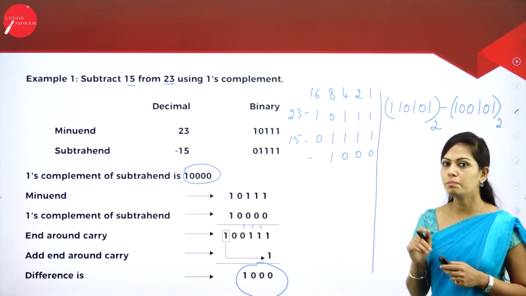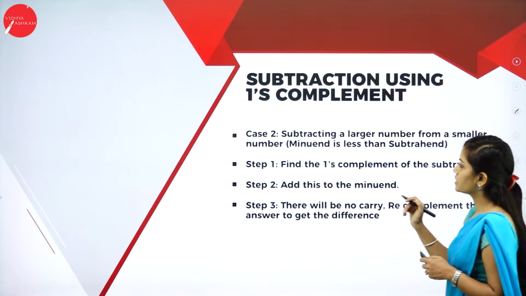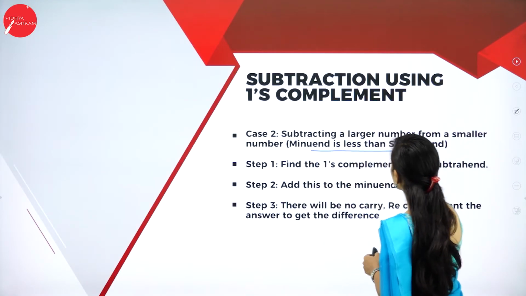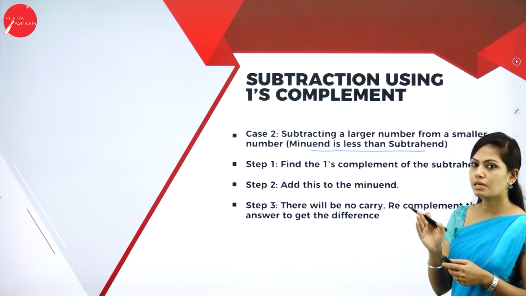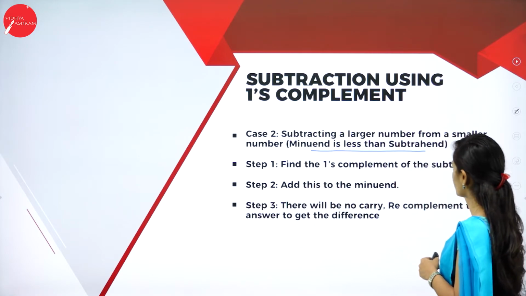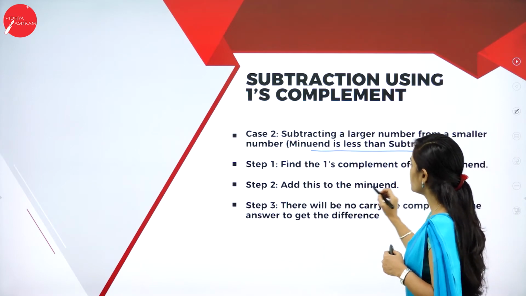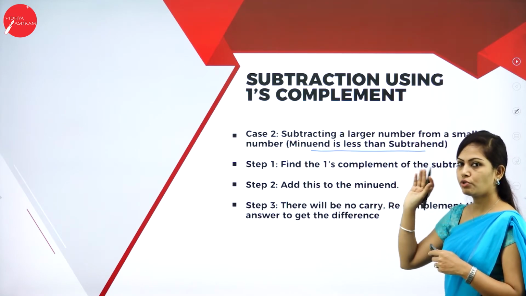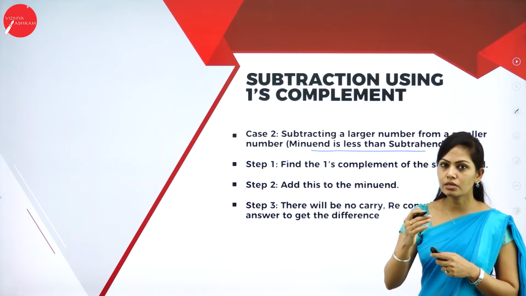Very simple problem. Please practice this. And next we have case 2, that is minuend is less than subtrahend. If minuend is less than subtrahend, what do we have to do? Find the 1's complement of the subtrahend. Again, the same step we have to use. Add this to the minuend. Same method: first you need to find the 1's complement of the subtrahend and add this to the minuend.